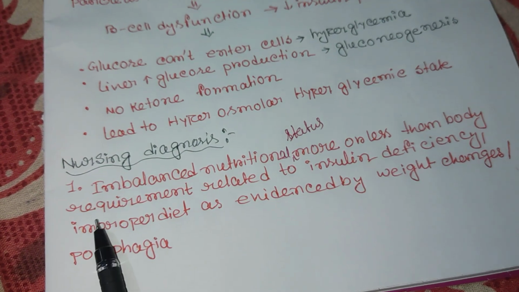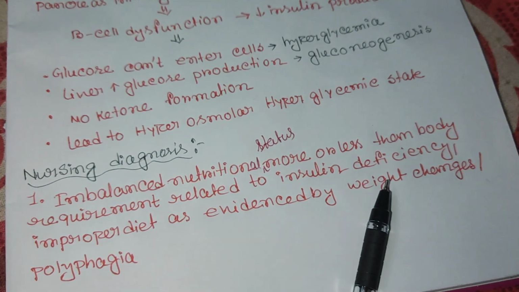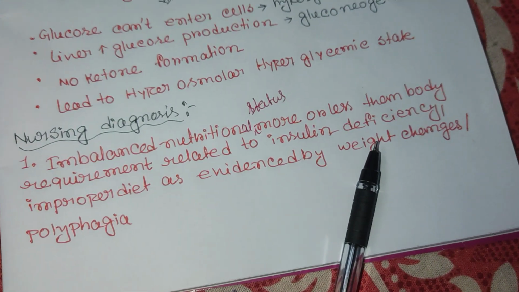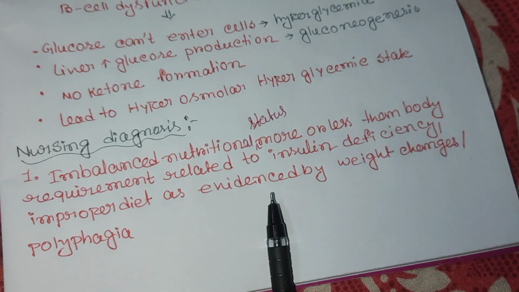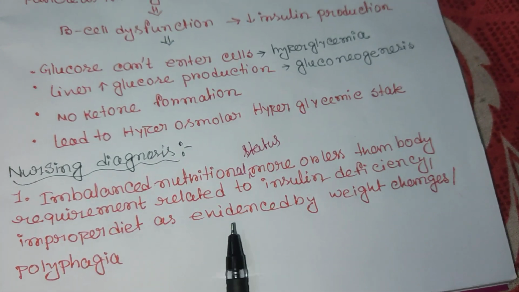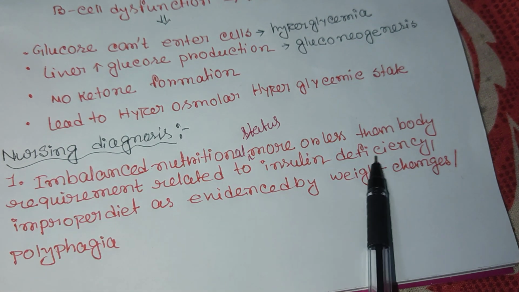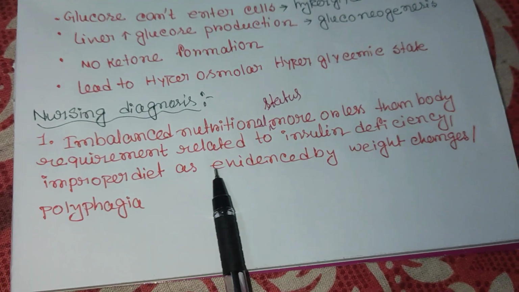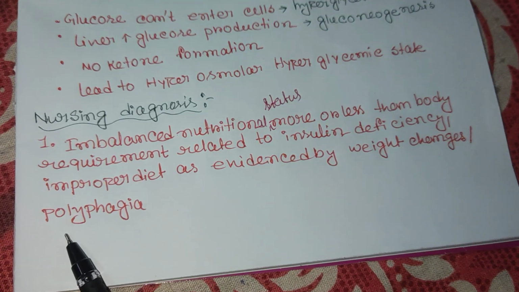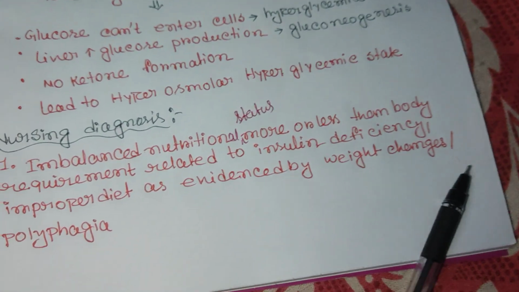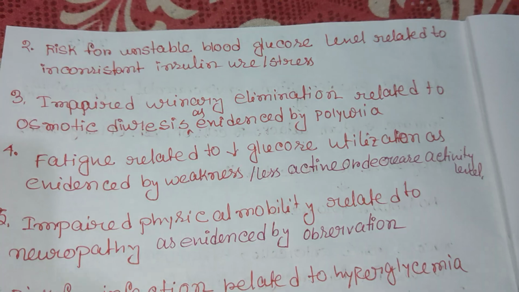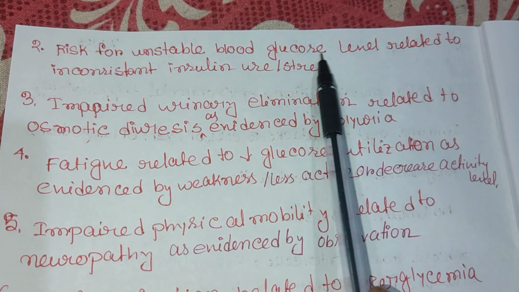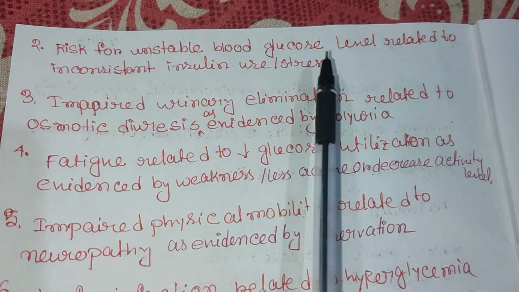The nursing diagnosis of type 1 and type 2 diabetes mellitus. Okay. Imbalanced nutritional status, more or less than body requirement, related to insulin deficiency and improper diet, as evidenced by weight changes. Next, risk for unstable blood glucose level related to inconsistent insulin use or stress.